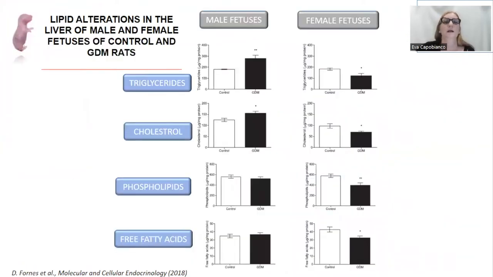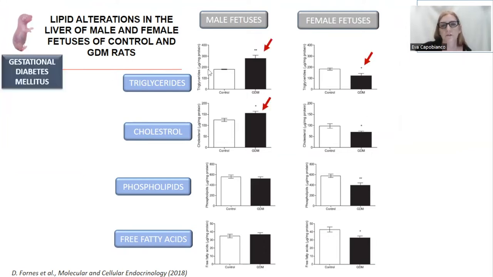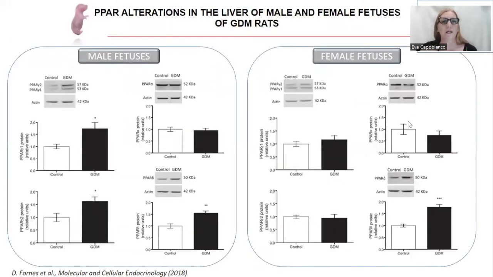Then we studied the levels of lipids in the livers from male and female fetuses, and we observed an increase in triglycerides and cholesterol in the liver of male fetuses, but a decrease in the levels of these lipids evaluated: triglycerides, cholesterol, phospholipids, and free fatty acids in females. So we have observed sex-dependent differences in the livers from the two sexes.